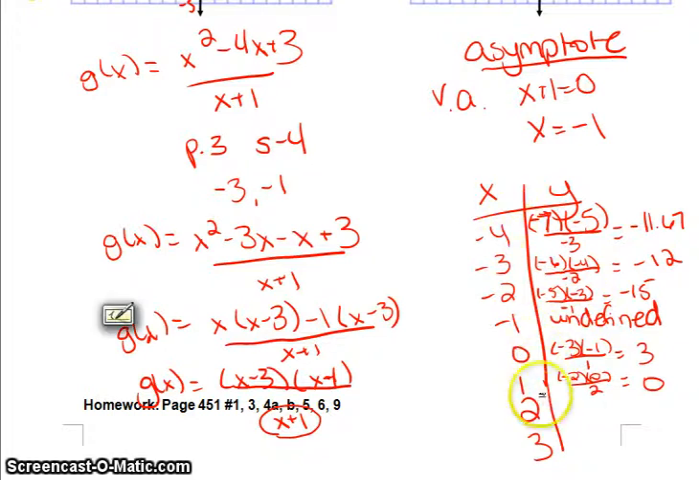Then going on to x is equal to 2, we have 2 minus 3 is negative 1. 2 minus 1 is 1. And 2 plus 1 is 3. So that is equal to negative 1 over 3, or if we want to go into decimals, it'd be negative 0.33.